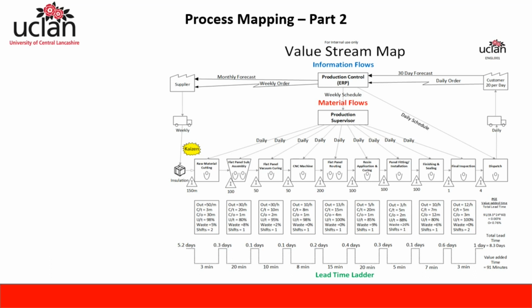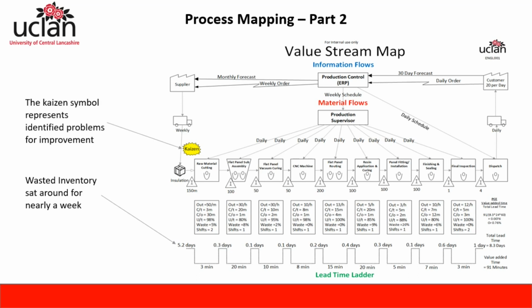As you can see from this calculation, we had a total of 91 minutes of value added time and a huge 8.3 days of total lead time, which resulted in an extremely low PCE value of 0.76%. Clearly this process needs to be improved, and if you look again at the left hand side of the map, you'll notice that we have an inventory sat around for nearly a week with no value being added to it. We can use these Kaizen symbols to represent identified problems that can be improved upon.